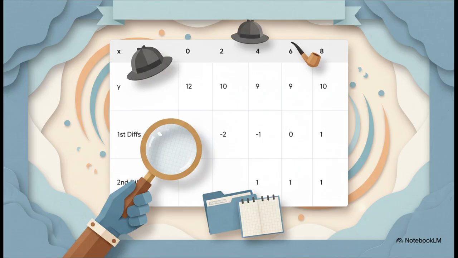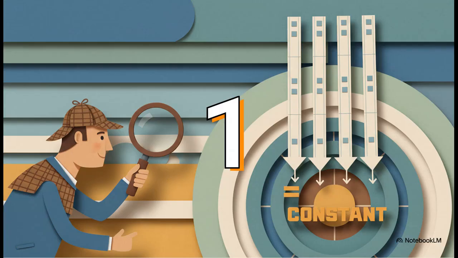Step 3, the second differences. We do the exact same thing, but this time on our first differences. So what's the jump from -2 to -1? That's +1. And from -1 to 0? Also +1, and wait for it, from 0 to 1, you guessed it, +1. Look at that, it's the same number every single time. We found our constant.